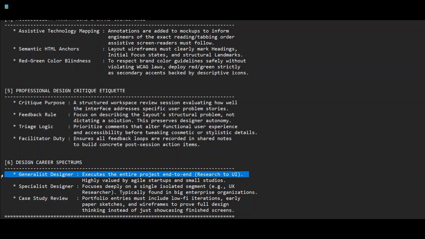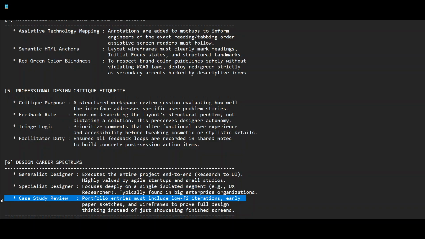So the generalist designer, as you can see, wears multiple hats and executes the entire project end-to-end, from research to the user interface, highly valued by agile startups and small studios. The second thing is the specialist designer. They focus deeply on a single isolated segment, for example UX researcher, typically found in big enterprises and organizations like Google, IBM, Microsoft.